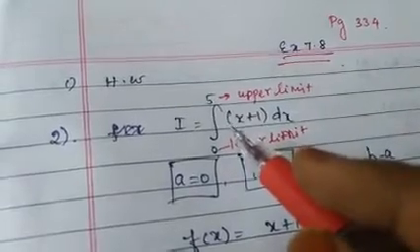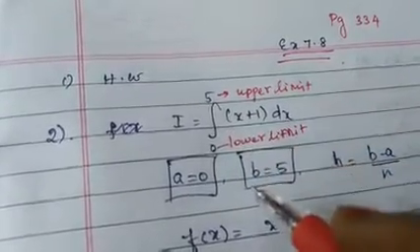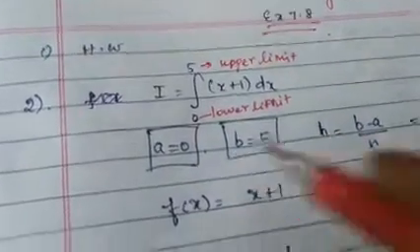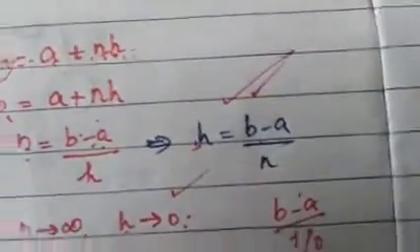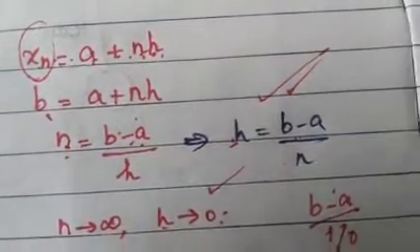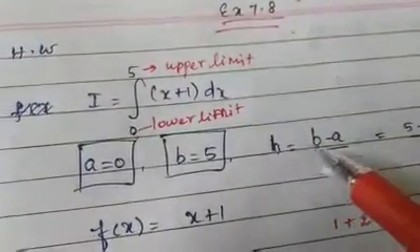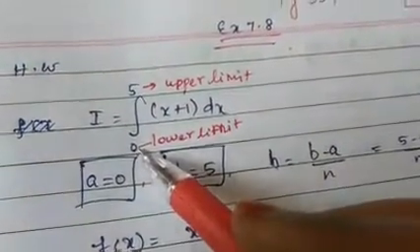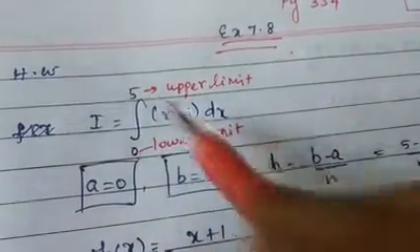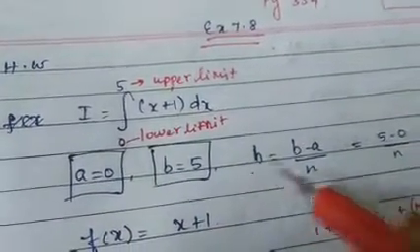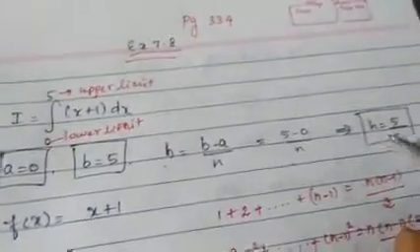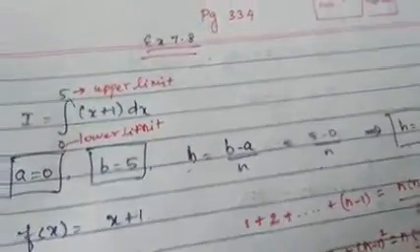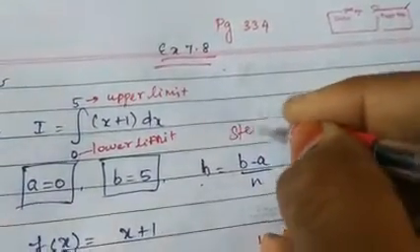Now according to this formula, the limit of a sum, the formula of h is b minus a divided by n. That's what I have told you in the last video. H is equal to b minus a divided by n. A is nothing but the lower limit, b is nothing but the upper limit. Therefore, you will get h is equal to b minus a divided by n, which is nothing but 5 minus 0 by n. Therefore, you will be getting h is equal to 5 by n. This should be step 1.